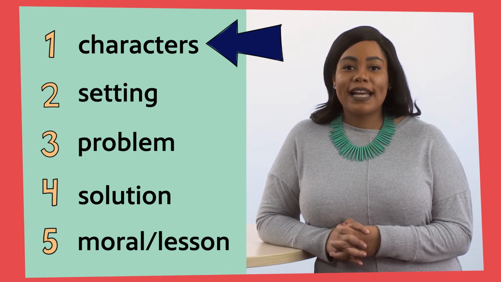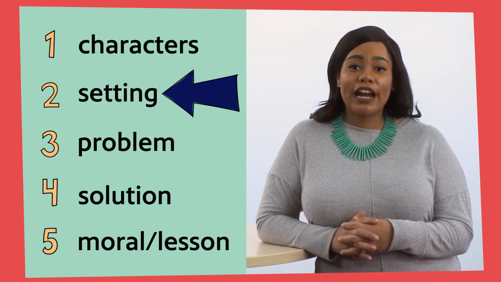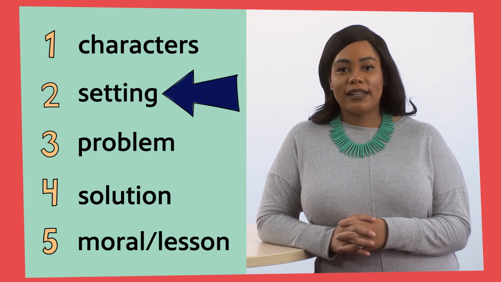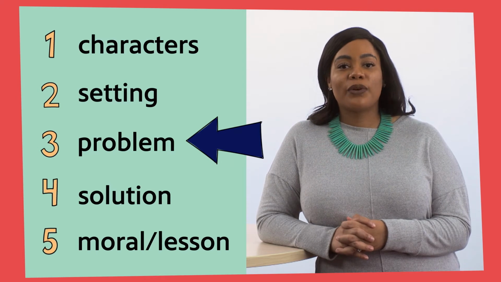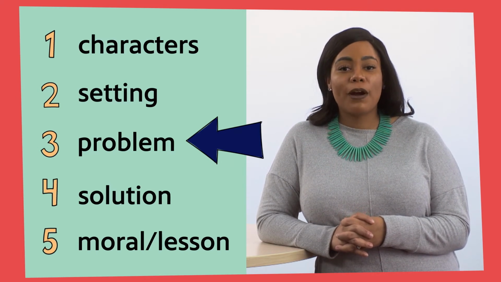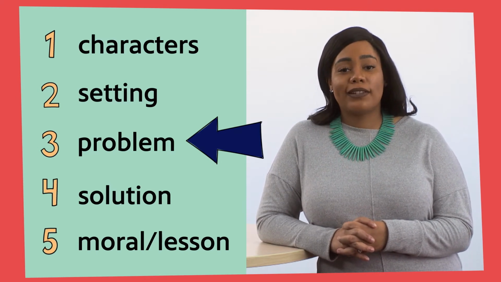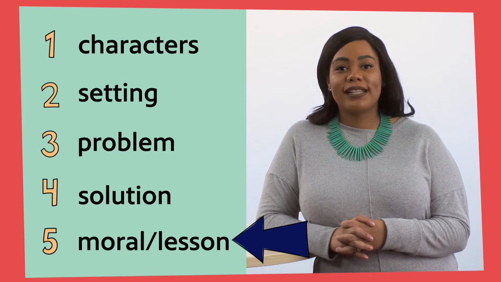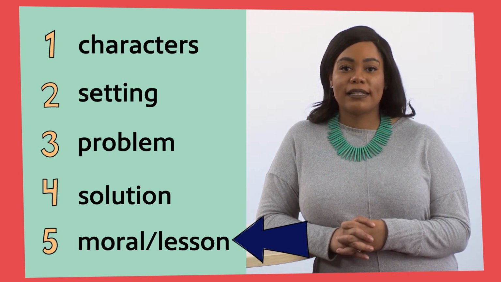When thinking about the setting, we want to identify where and when the story takes place. The problem and solution are what happened to the characters and how the problem was solved. And finally, the moral is the lesson learned from a story or experience.